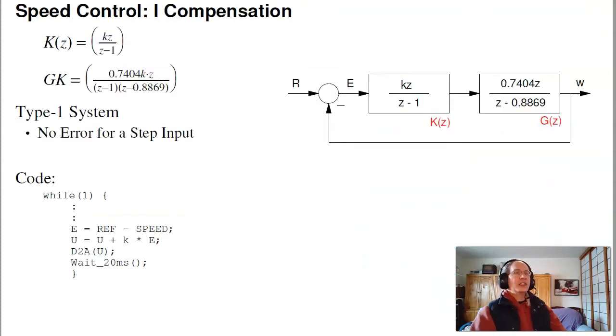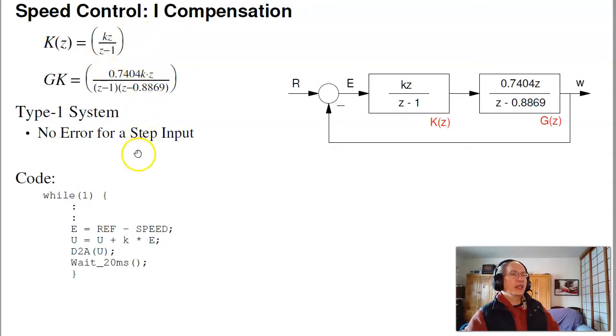Now that was the type 0 system, which likewise has constant error per step input. Suppose I use integral control. When I make an integrator, I'll now have no error per step input. And I can adjust the integration gain with k. That changes where you are on the root locus plot. Now to see where you are, I would sketch the root locus of your 0.7404 over (z minus 1)(z minus 0.8) when I add the integrator.